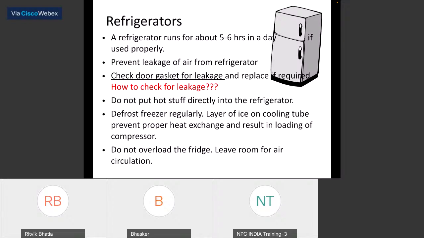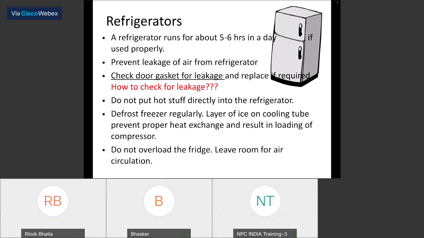You might have seen that the refrigerator runs for about 5 to 6 hours a day. As far as door opening is concerned, it differs in each house, but we can generally say that it works for 5 to 6 hours a day. To prevent leakage of air from the refrigerator, what can we do? Please check the door gasket for leakage. I have seen in 3000 refrigerators that leakage at the door gasket has been marked, and around 10% saving is possible where the leakage is fixed. So replace the gasket if required, and do not put hot stuff directly into the refrigerator.